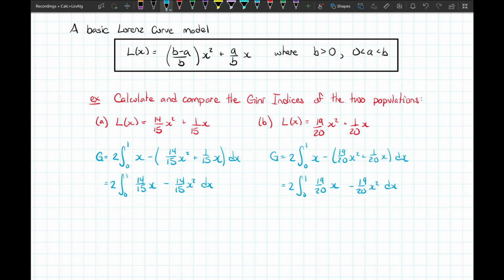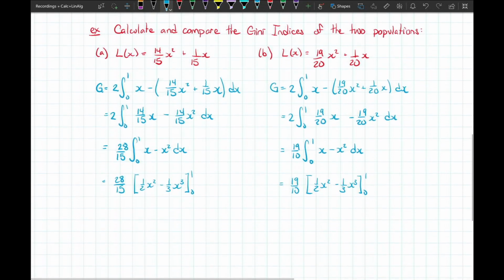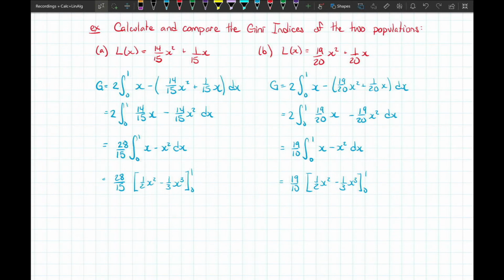Distributing and collecting terms, you can see that we have a common factor of 14/15 in our first example and a common factor of 19/20 in our second example. Pulling out these common factors and multiplying by the 2 in front of the integral, we can actually see that they both end up with the definite integral from 0 to 1 of x minus x squared. And that's just a simple power rule. The antiderivative is 1/2 x squared minus 1/3 x cubed, and then we will evaluate from 0 to 1. Plugging 1 in, we'll have 1/2 minus 1/3, which is 1/6. Plugging in 0, we'll have 0.